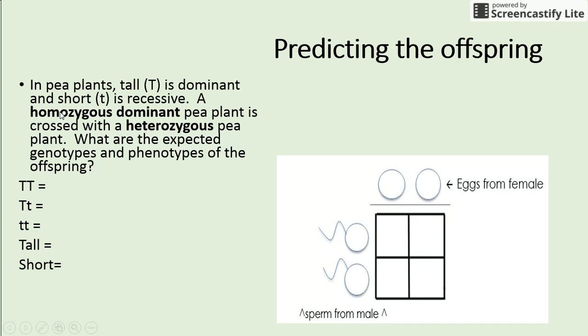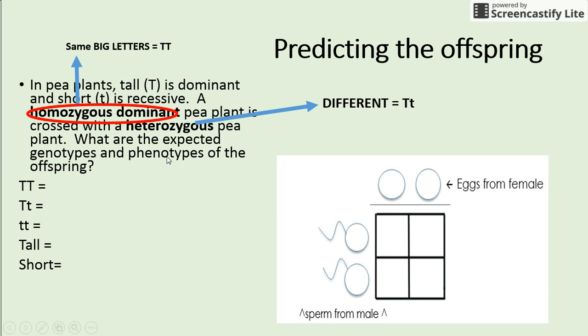So in pea plants, tall, big T, is dominant, and short, little t, is recessive. A homozygous dominant pea plant is crossed with a heterozygous pea plant. So homozygous dominant, we have same big letters, big T, big T, is crossed with a heterozygous pea plant, which is different. Hetero means different, big T, little t. What are the expected genotypes and phenotypes of the offspring?